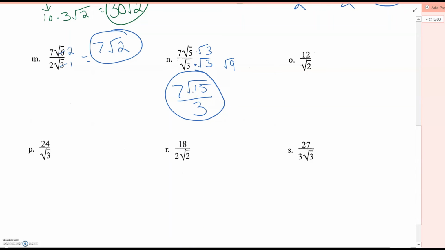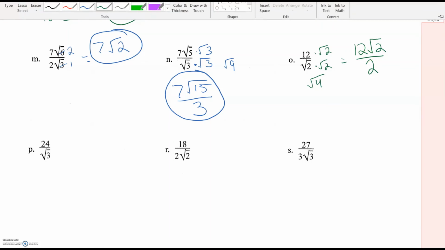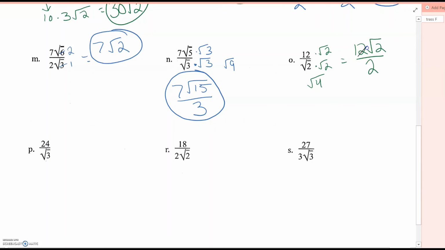For letter O, I'm going to multiply top and bottom by the square root of 2. And simplify. I would have 12 times the square root of 2 over square root of 2 times square root of 2 is square root of 4. Give me a 2. But then I can simplify 12 over 2, which is just a 6 square root of 2.